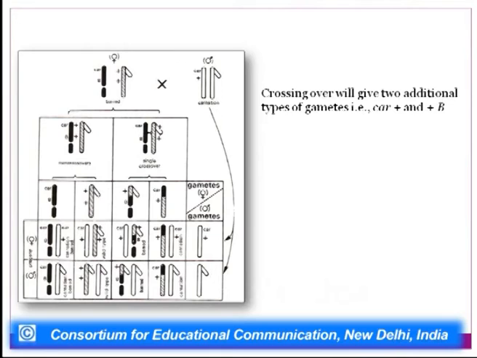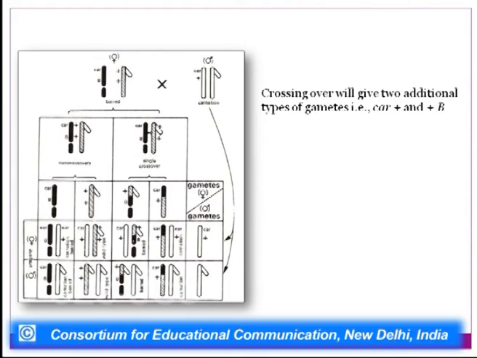If, however, crossing over is occurring, it will give two additional types of gametes, which will be car and the plus gene for the bar I, and plus of car and capital B gene for the bar I gene. So it is shown that if a single crossover is there, then it will have car plus and plus B as two additional gametes.